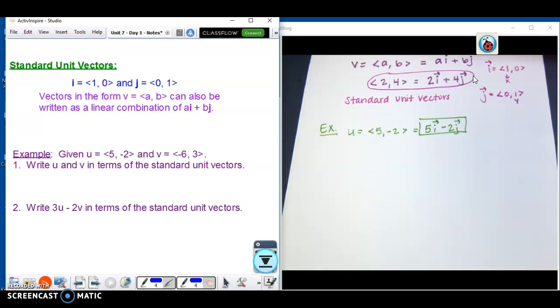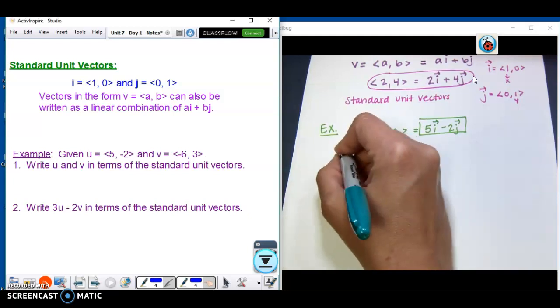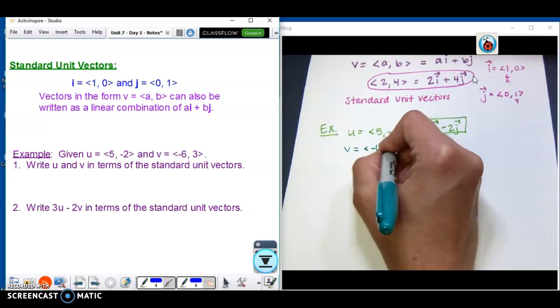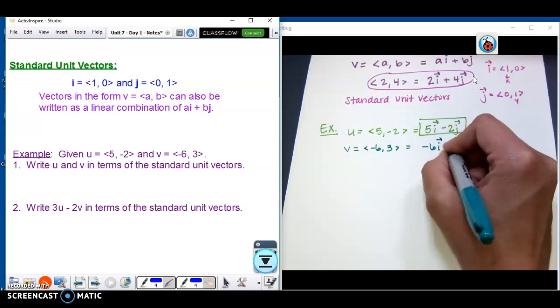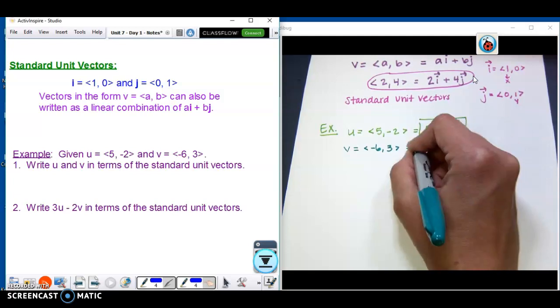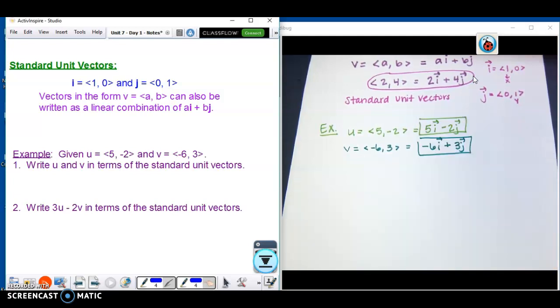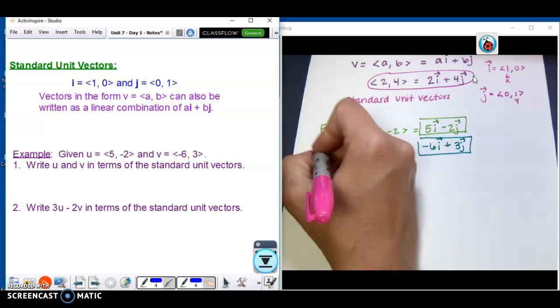Okay, and then if we want to do the same thing for v, v is the vector negative 6, 3. So that would be negative 6 vector i plus 3 vector j. So that's how you rewrite those in the standard unit vectors.